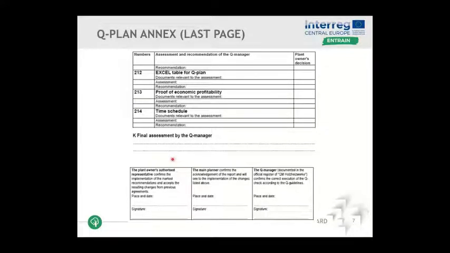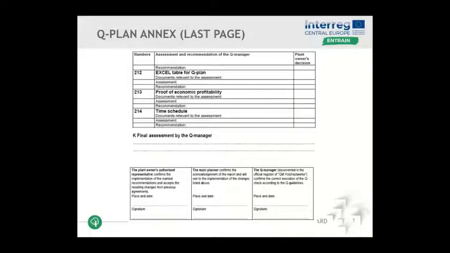a final assessment by the Q manager. So he, or she, of course, should state there: is everything going in the right direction? Are there different measures, or should measures be taken to ensure the quality of a plant?